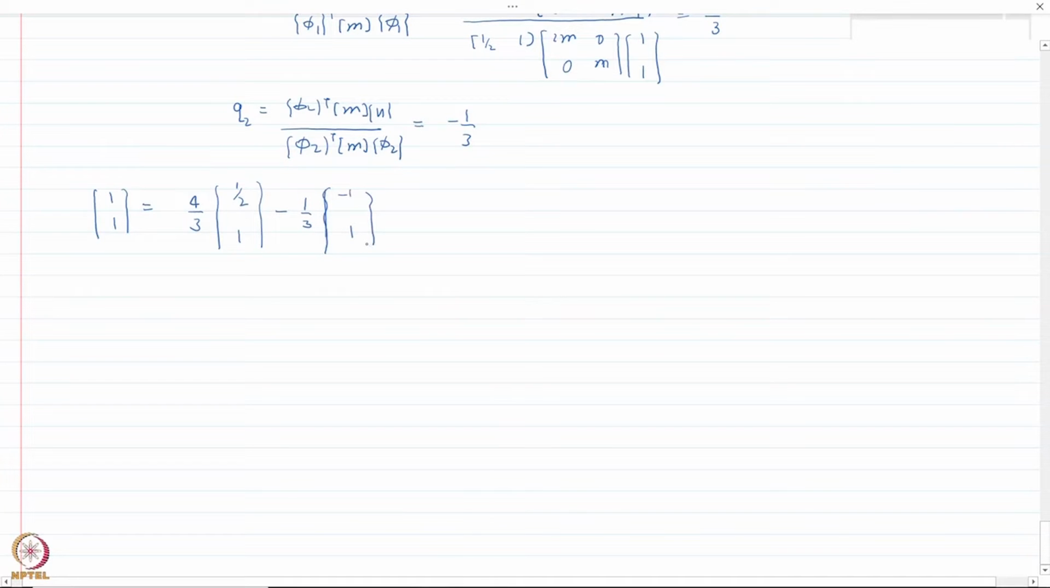If you look at here, we get this as 2 by 3 plus 1 by 3, and 4 by 3 minus 1 by 3. So this we get as 1 1. So that expansion is actually correct.